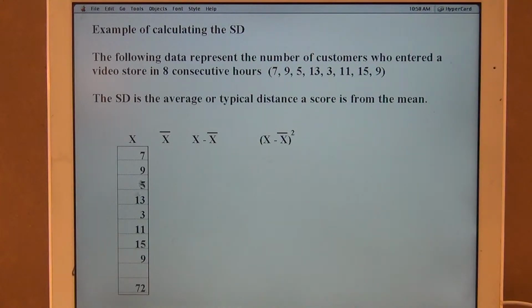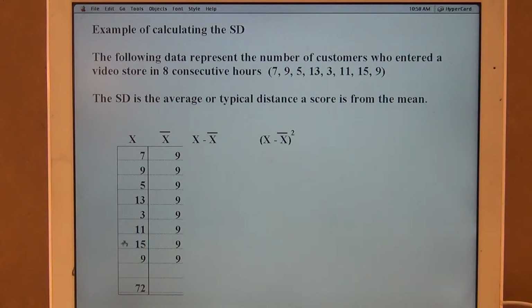Here is the data set right here. If we total it up, there was a total of 72 customers that came in. If we want to know the mean number of customers that came in, we have to add up all the scores and divide by the number of scores, and there are 8 scores. So we add them all up and divide, and we wind up with the mean is 9. So the average number of customers per hour was 9.